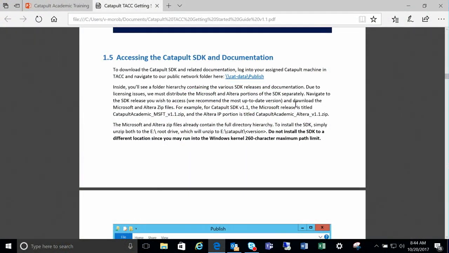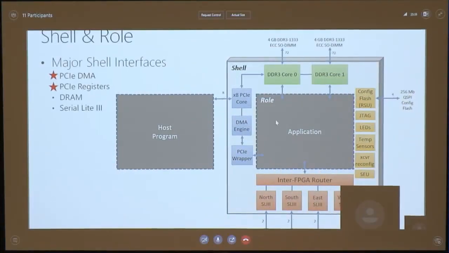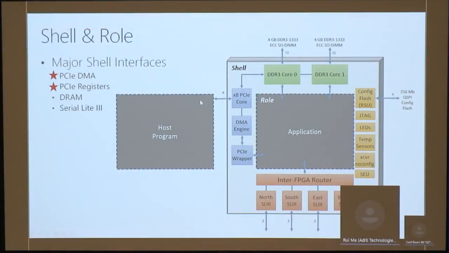Today I'm going to introduce the software APIs. Remember last week we talked about the interfaces we can access in the role. PCIe DMA and PCIe registers provide the communication between the host CPU and FPGA. And we have talked about how to handle the incoming CPU signals on the FPGA side. Today I would like to talk about how to write a host program to communicate with the FPGA.